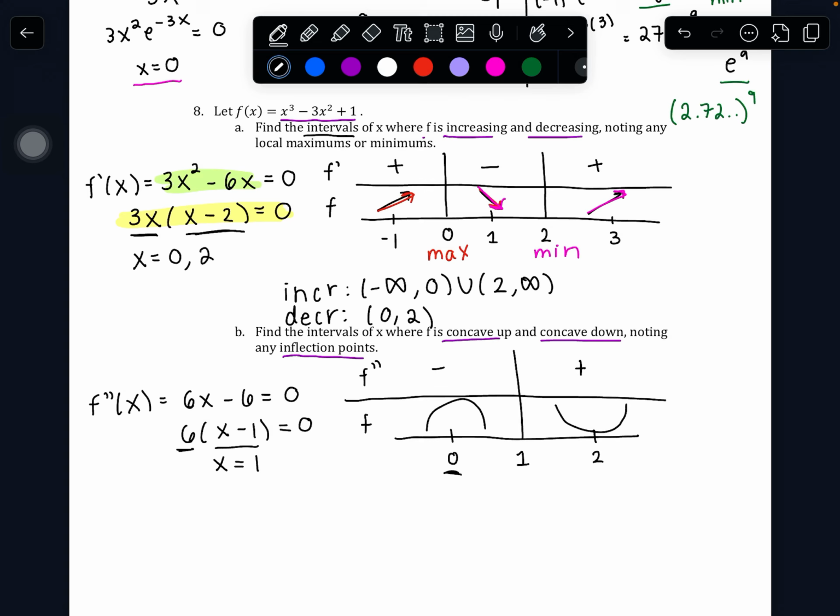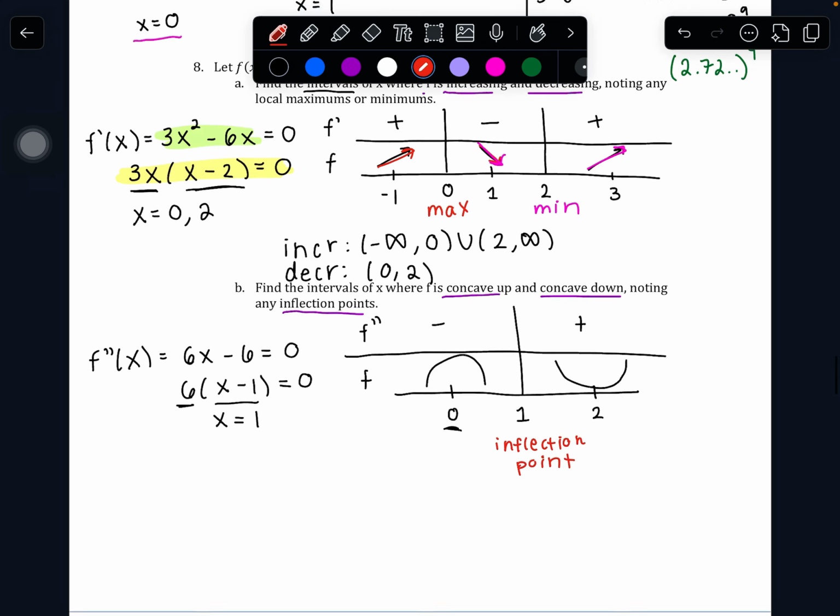Think concave up. The cup is upwards. The cup is up, right? It's an upward facing cup. In case you get those interchanged. Okay, so it looks like 1 is an inflection point because the concavity changed right there.